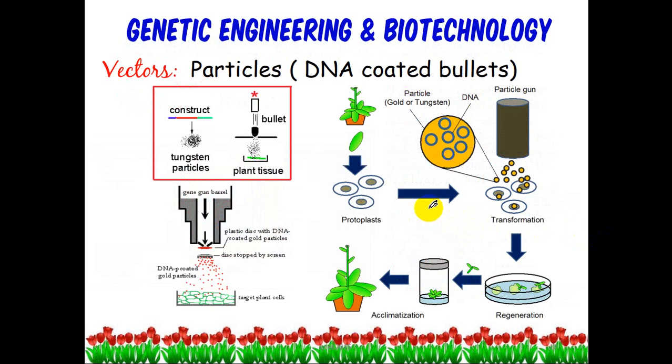Now how can we add our desired gene to a specific organism? Basically it is DNA-coated bullets. We use a gun, you can say a molecular gun, and we coat our DNA on that, and then shoot that coated DNA on plant tissue, for example if you are using it for plants, or on plant tissue, animal tissue and bacterial tissue as well.